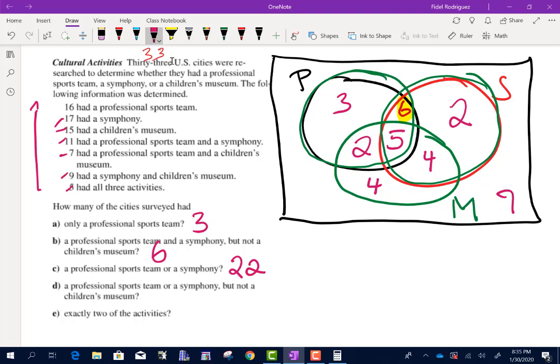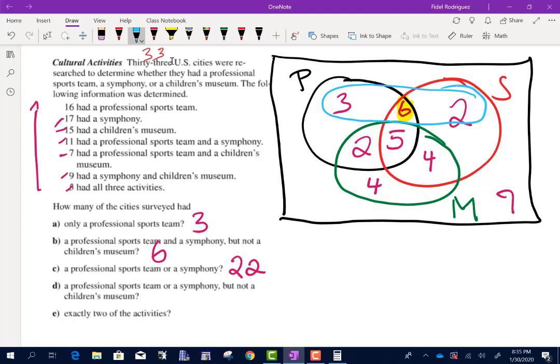All right. Now, look at part D. Part D says a professional sports team or a symphony, but not a museum. So let me see if we can sort of fix that here. Okay. So let's see. Let's try using this blue pen. Okay, professional sports team or a symphony, but not a museum. So I want everybody inside the black circle, everybody inside the red circle, but I don't want the ones in the green. I'm just going to use those right there. 3 plus 6 is 9, plus 2 more is going to give me 11.